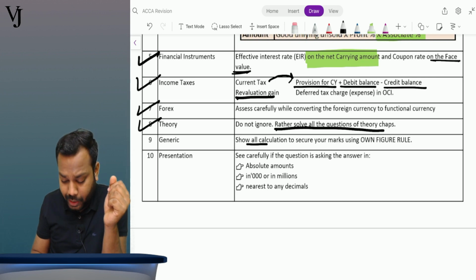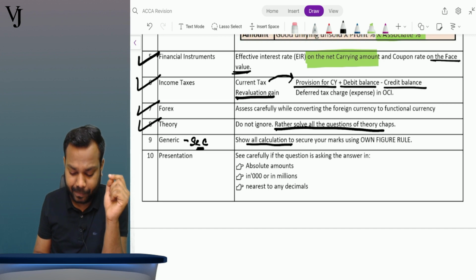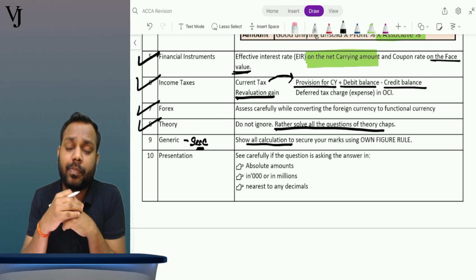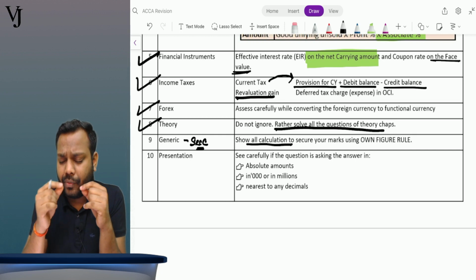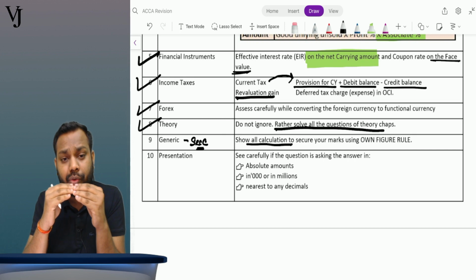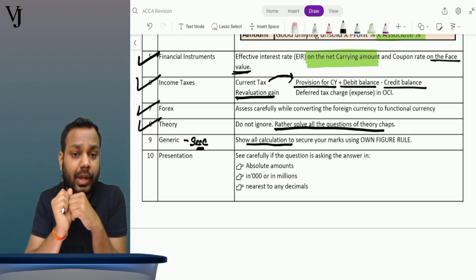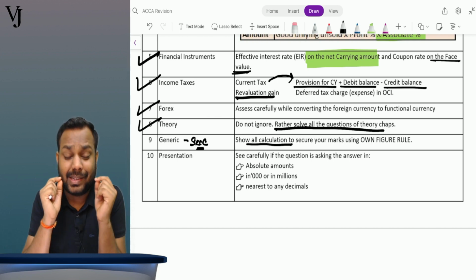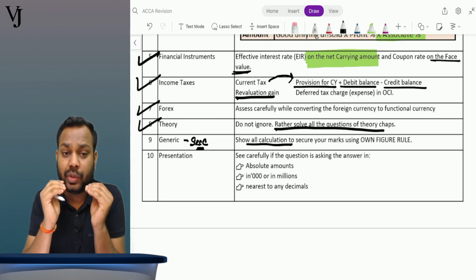Now, a generic point, for section C. For all the calculations, even if the question is not asking to show any working notes, please show the working notes. Why? Because if you make a mistake in one place, you will not get the marks there. But if you use that number anywhere else in the question, you will get the marks there under the own figure rule if you are showing the working notes. So if you want step marking or marks under the own figure rule, please show working notes.